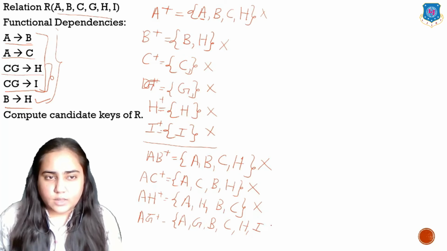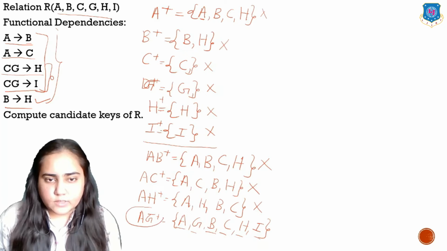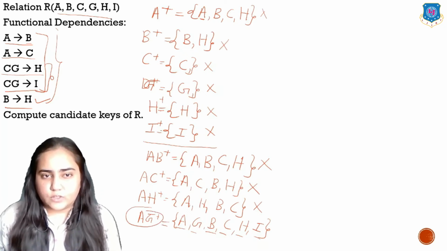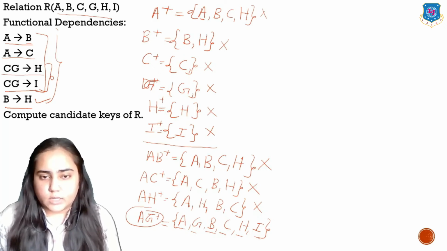And I can add H because B determines H, but H is present. And you can see all the attributes are there. There is A, B, C, G, H, and I. So that means AG plus, what we calculated, AG, is actually a candidate key. The combination of A and G forms a candidate key.